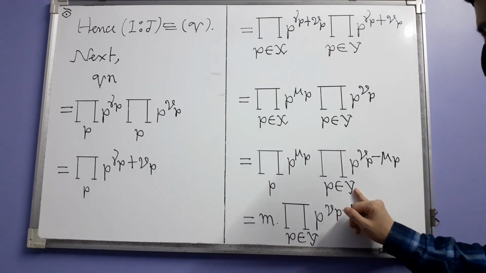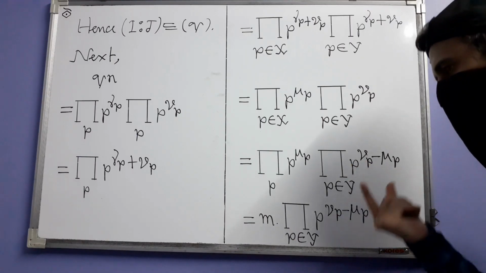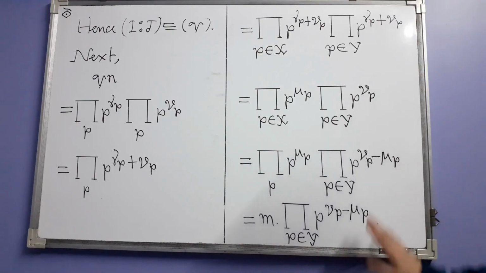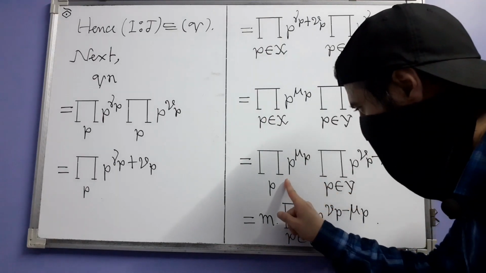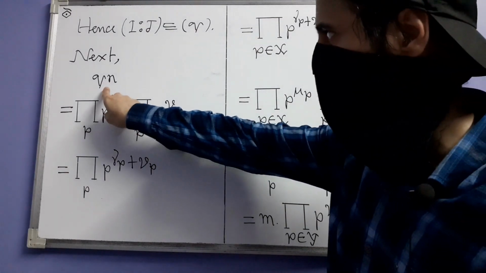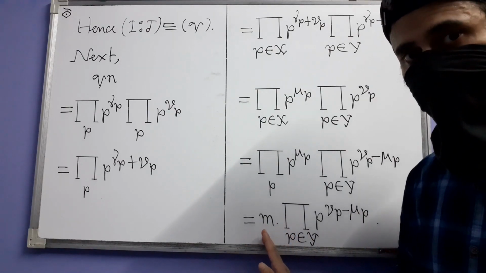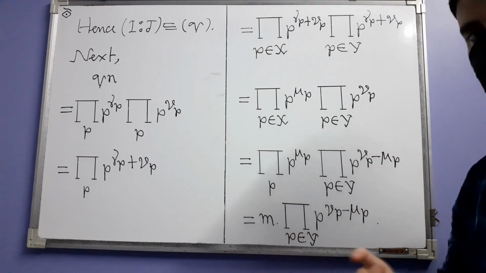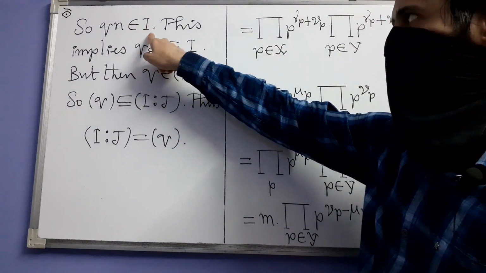For the primes p in y, mu p is less than nu p. So these exponents are positive integers here. They are not negative. That means this product is an integer, and this by definition is m. So that way you get the fact that qn is an integer multiple of n, or qn belongs to the principal ideal generated by m, that is ideal I. So qn belongs to I.